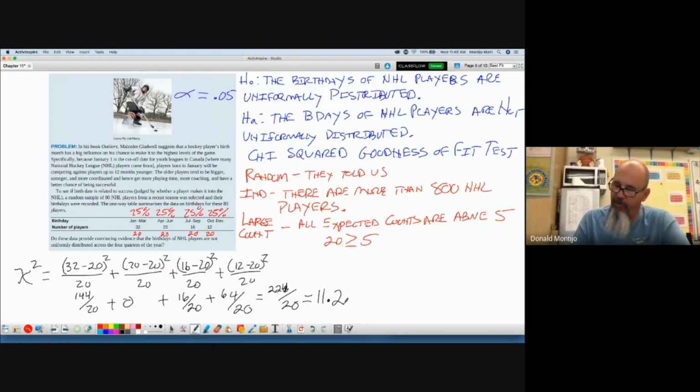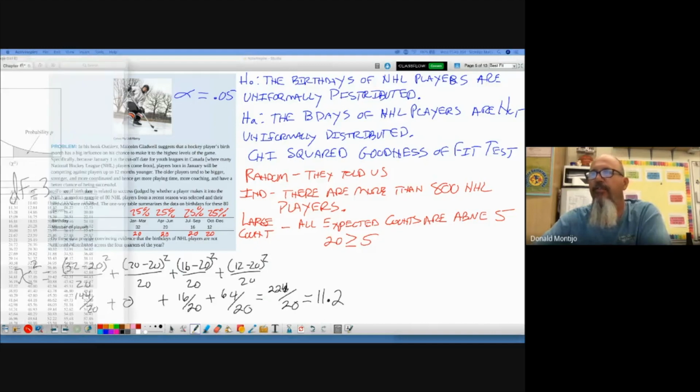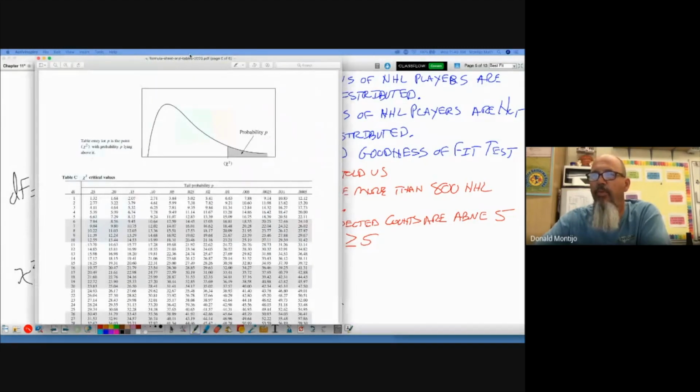How many degrees of freedom does it have? Well, it's one less than the number of categories. So this problem, there's 4 categories. It's going to have 3 degrees of freedom. Now let's find our p-value. This is something we haven't looked at yet in this unit. We're going to go grab table C, the chi-squared table. 3 degrees of freedom and a chi-squared of 11.2.